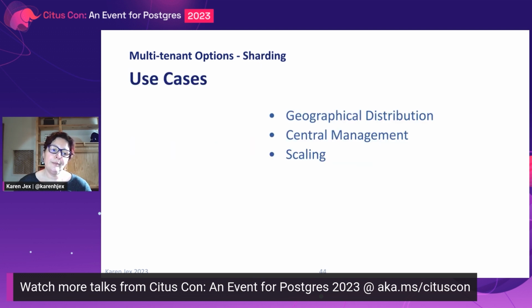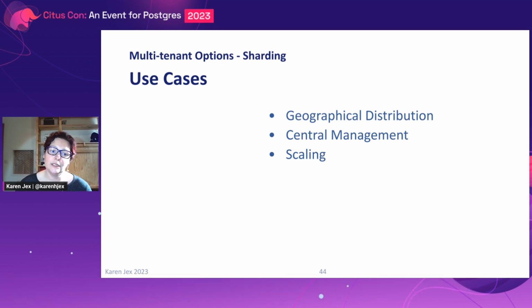So sharding can be useful if you need geographical distribution of your data. So if your franchises were separated all around the world and you wanted the data to live near to your franchise. If you want a central management, so for example, you're managing the application centrally. And if you want to be able to scale because you can add resources for each of your franchises.